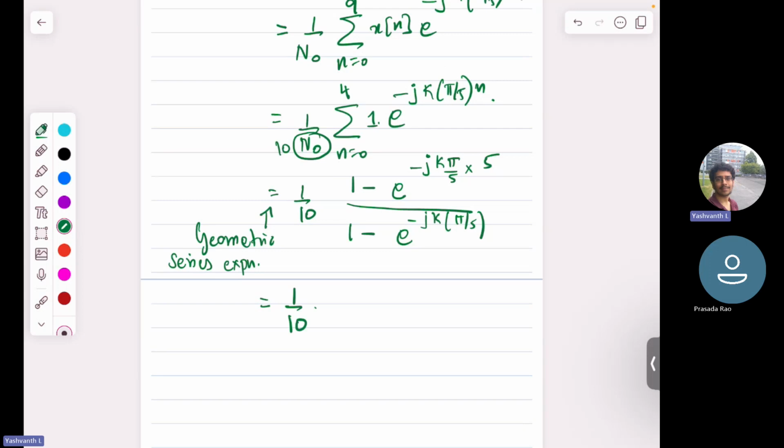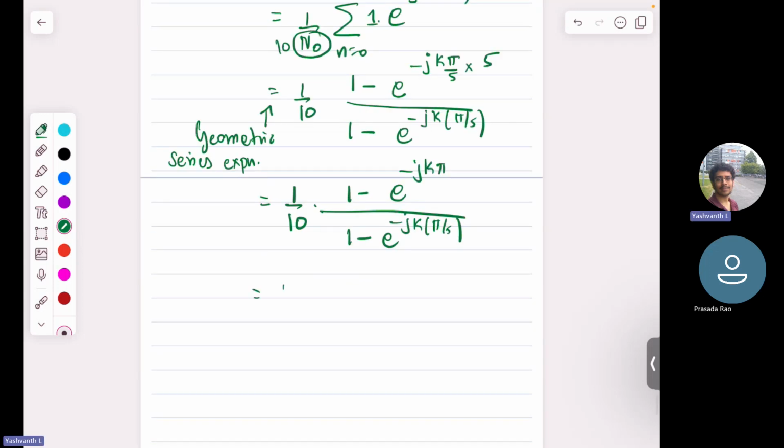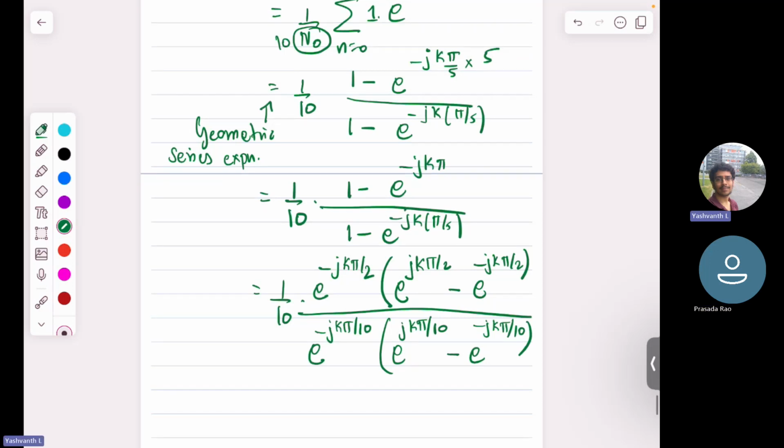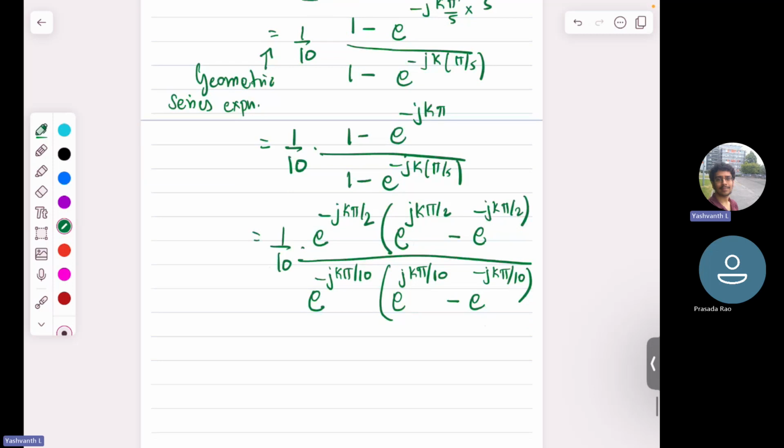Okay, now what I will do is let me simplify. 1 minus e power minus j k pi by 1 minus e power minus j k pi by 5. Now what I will do is I will take 1 by 10 into e power minus j k pi by 2 common in the numerator. So it becomes e power j k pi by 2 minus e power minus j k pi by 2. Similarly, in the denominator, I will take e power minus j k pi by 10 common. So I'll get e power minus j k pi by 10, then e power j k pi by 10 minus e power minus j k pi by 10. Is it okay? Yes, sir.